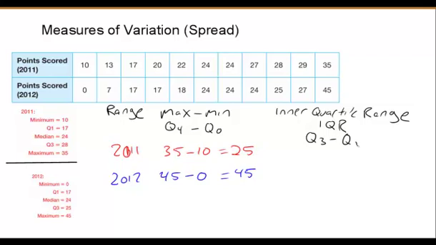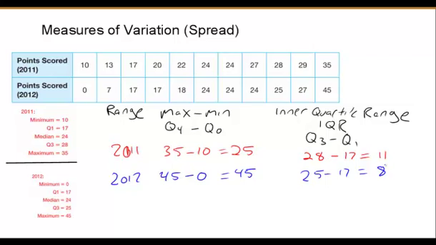So again, for our 2011 season, quartile 3 minus quartile 1 is 28 minus 17, which gives me an IQR of 11 points. For 2012, my IQR is 25 minus 17, which gives me an IQR of 8. And that just talks about how much variation is in the data set.